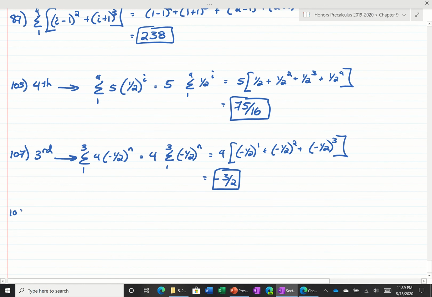109. Find the sum of the infinite series. Okay, so let's see here. Finding the sum from 1 to infinity of 6 times 1/10 to the i power. This is going to be 6 times the sum from 1 to infinity of 1/10 to the i power, or 6 times 1/10 plus 1/100th plus 1/1,000th.